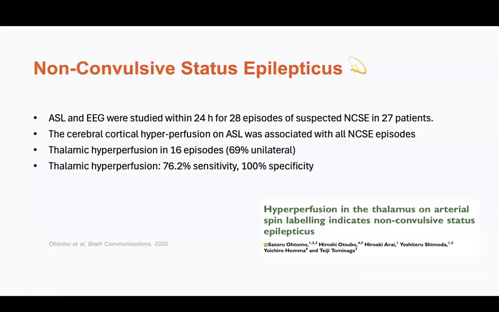And what about patients with non-convulsive status epilepticus? ASL and EEG were done in 27 patients with NCSE presenting within 24 hours, and a total of 28 episodes were recorded. One patient had 2 episodes. In this, cortical hyperperfusion was associated with all NCSE episodes. Thalamic hyperperfusion was seen in 16 episodes, and this thalamic hyperperfusion had a sensitivity of only 76.2% and 100% specificity.